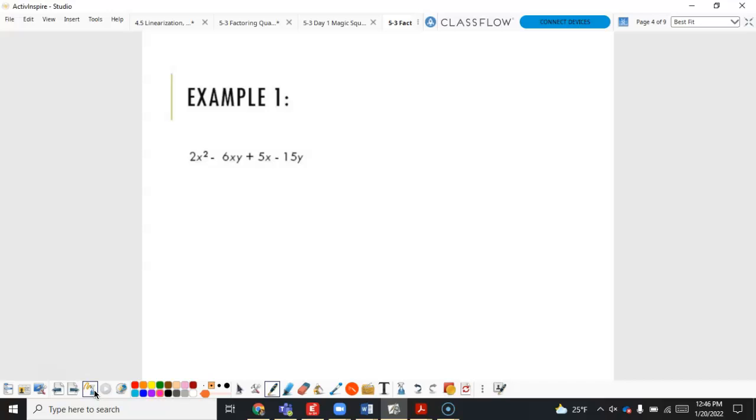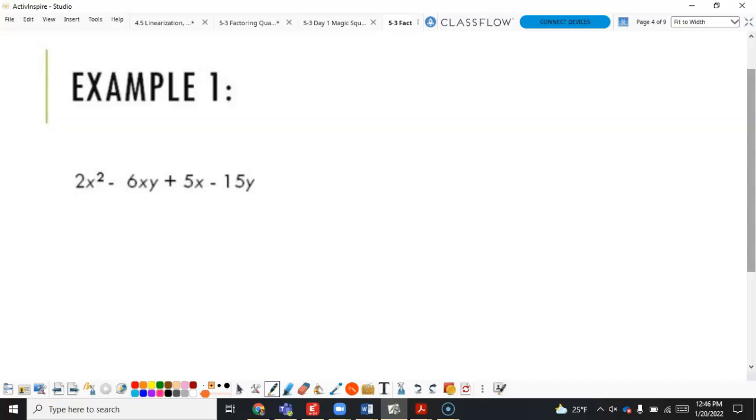So we have 2x squared minus 6xy plus 5x minus 15y. So what we're going to do is just try from the start to group the first 2 and the last 2. When we group those 2 terms together, we're going to look for a common GCF of each group term separately. So the GCF of 2 and 6 is 2. The GCF of x squared and xy is x. So we're going to take a 2x away from each term, leaving behind x minus 3y.